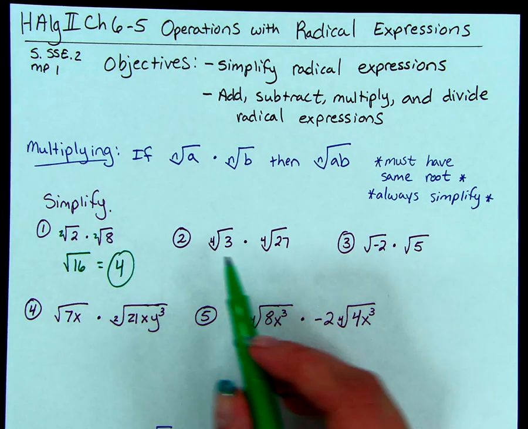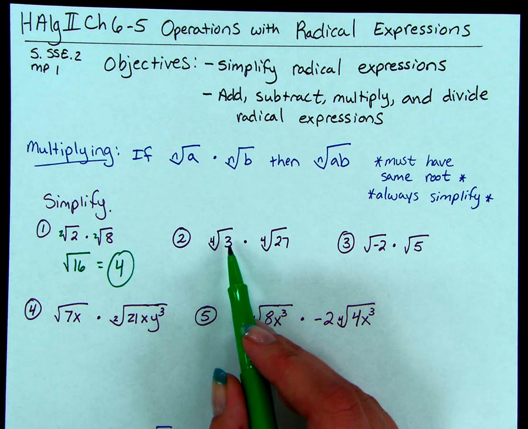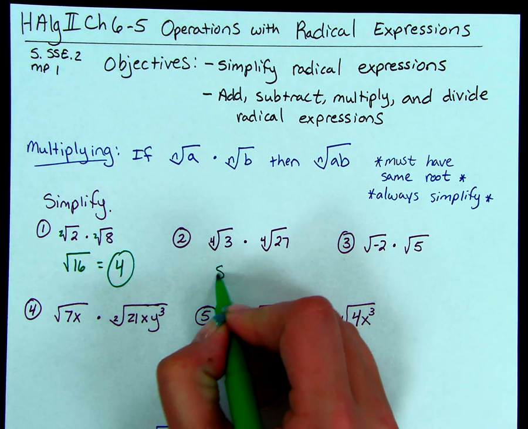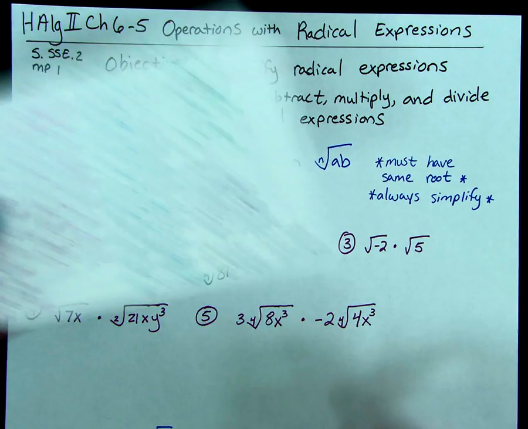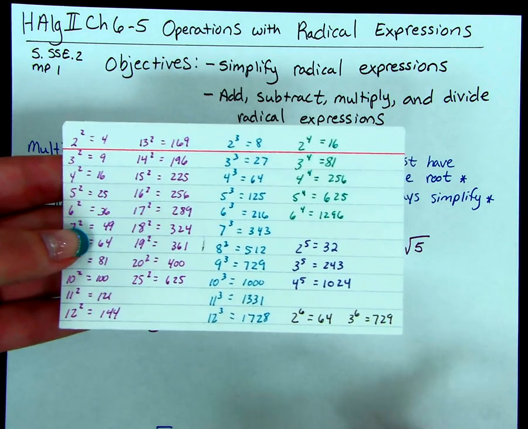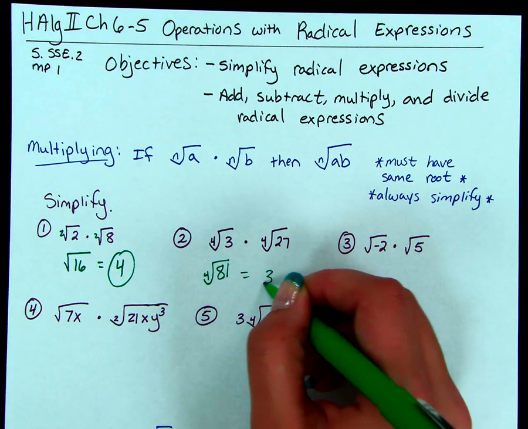Same thing with the next one. I have 4 and 4, so that means that we're allowed to multiply. 3 times 27 is 81, and then we would have the 4th root of that. Again, if we use our note card with the powers on it, 81 is a perfect 4th, so this is going to simplify to be 3.